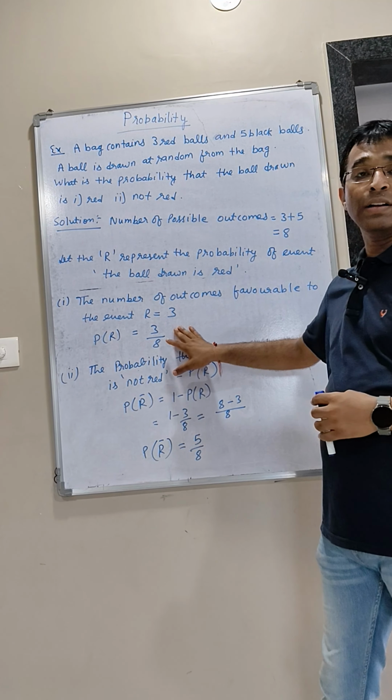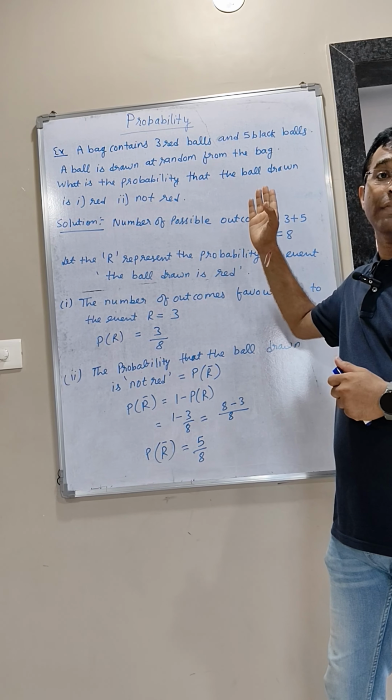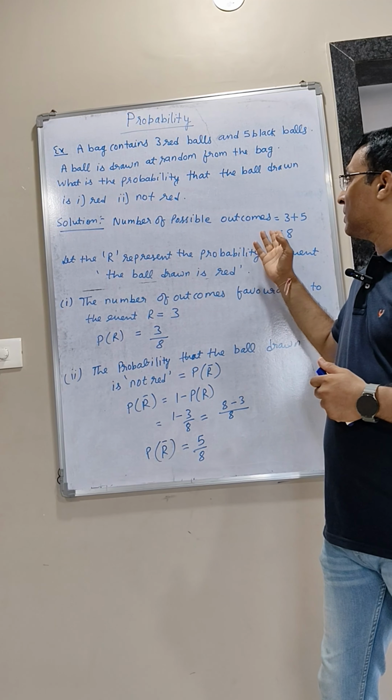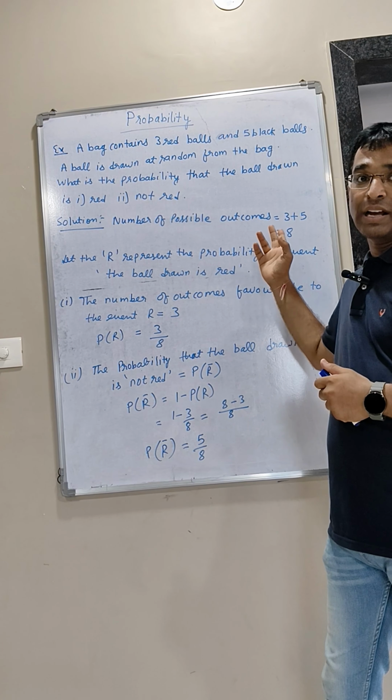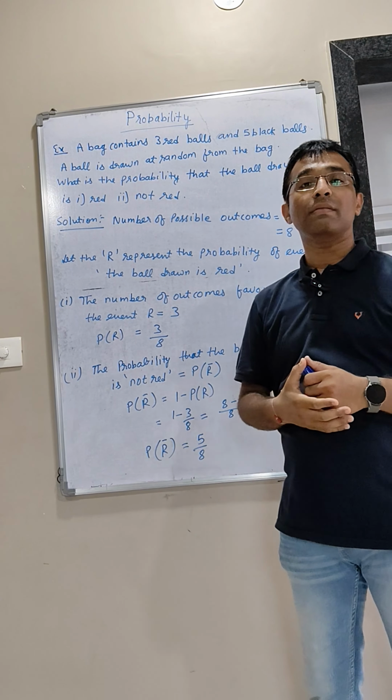5 by 8. Another way to obtain the result is 5 upon 8, as the favorable outcomes are 5 and the total number of possible outcomes is 8. Again we apply the formula, we will get 5 upon 8. So basically I have tried to explain the chapter of probability and to show you the applications.